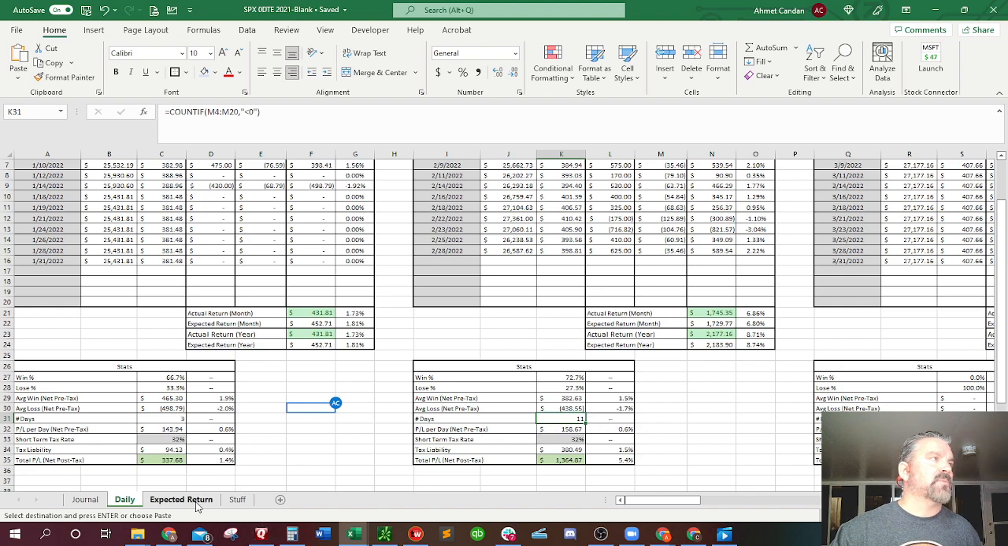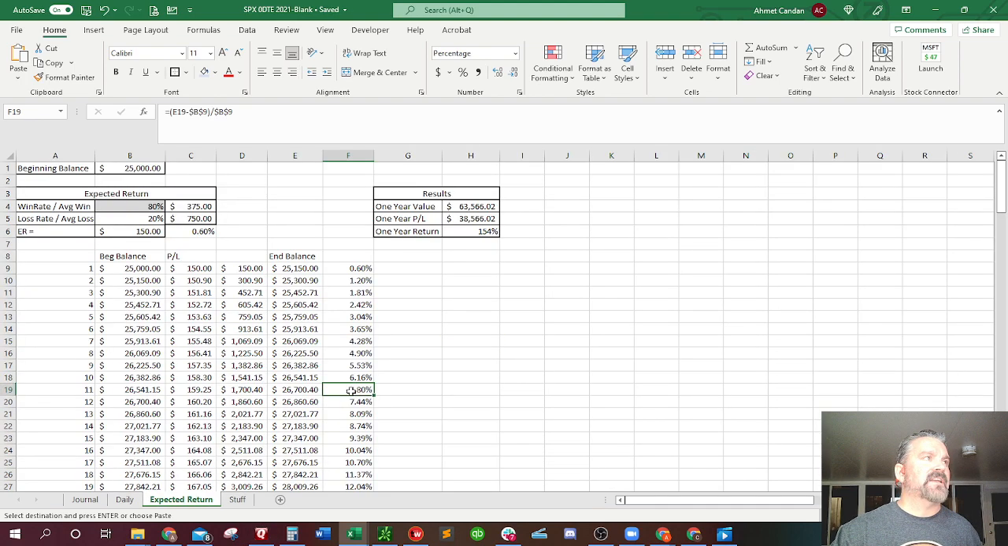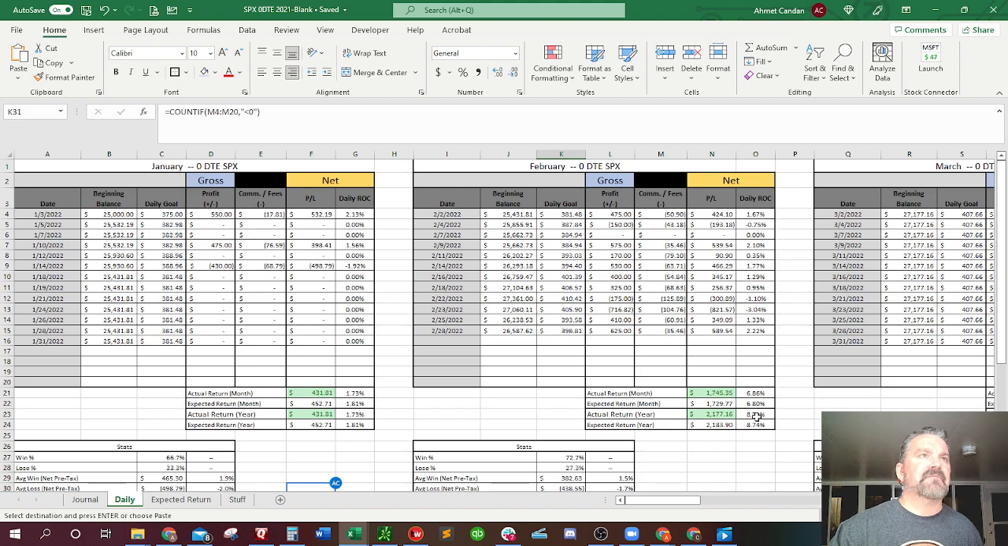Remember, if we go back to expected return, 11 days of trading is 6.8%. So this tells me that for the month of February, only trading 11 days. Obviously, there were 12 days to trade, but I didn't get to trade this day because I was traveling. But of the 11 days that I did trade, I should expect, based on a 0.6% compound return, a 6.8% return for the entire month. And I beat that by 0.06%. Okay, cool. I beat that by $15, give or take.